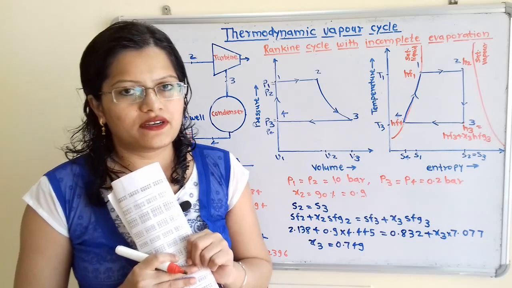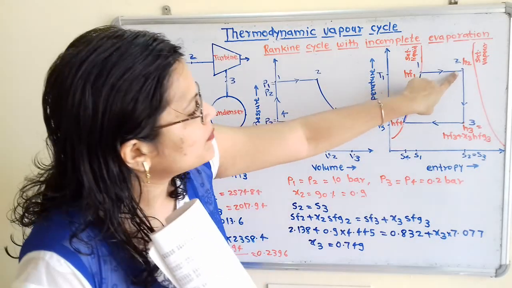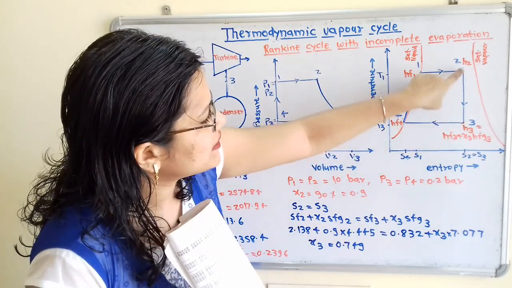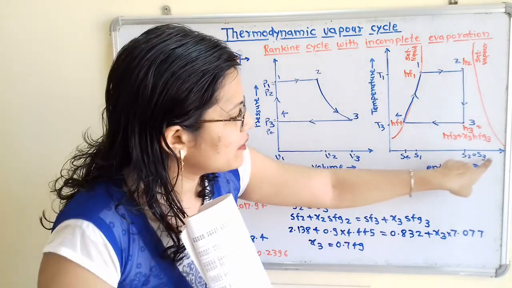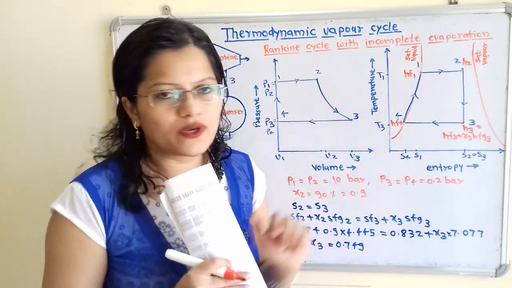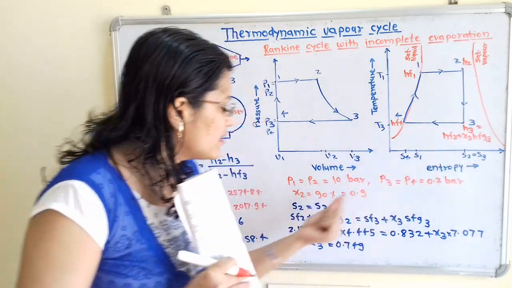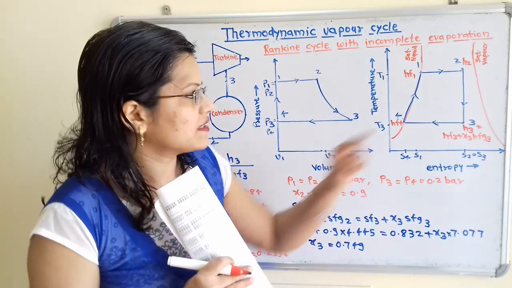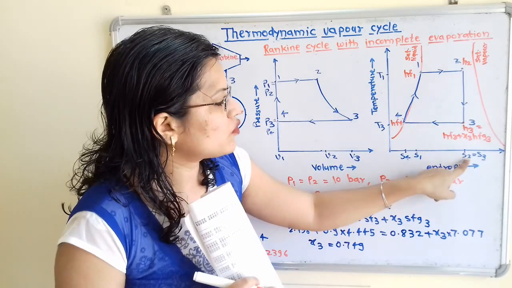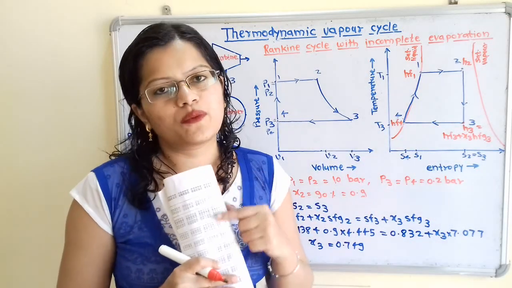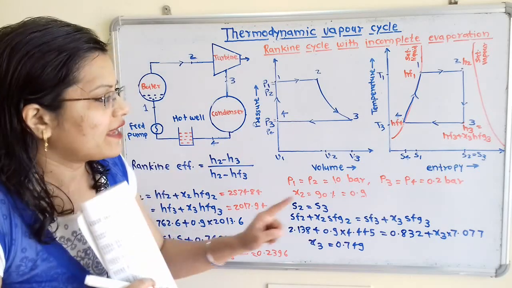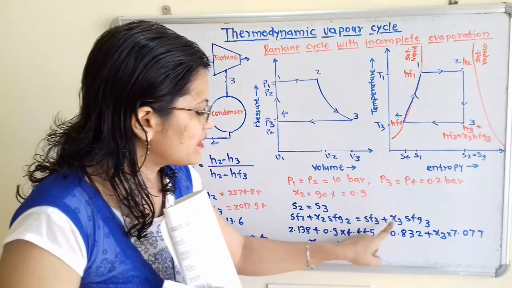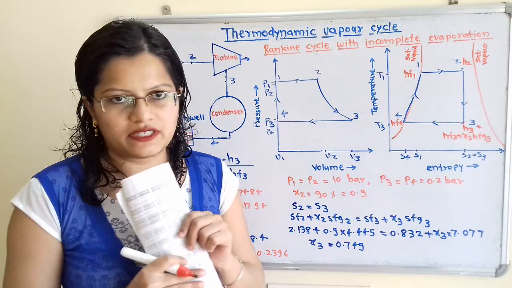So how to find it out? If we observe point 2 and point 3, these two points have the same entropy, that is S2 is equal to S3. So we can write S2 is equal to S3. How can we define this entropy? Entropy S2 is SF2 plus X2 SFG2, and S3 is equal to SF3 plus X3 SFG3.